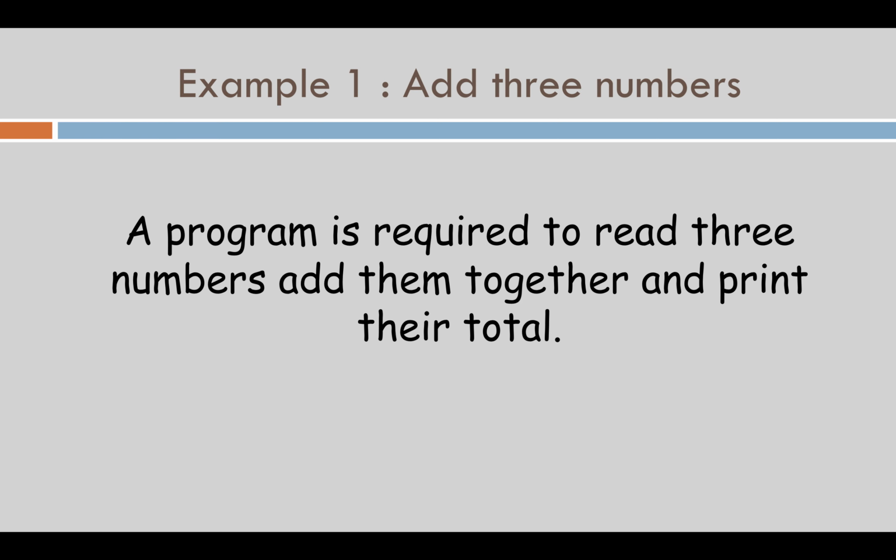For example, we have a problem, add 3 numbers. A program is required. We'll start with the most simple problem, adding 3 numbers. A program is required to read 3 numbers, then add them together and print the output. So you have to read numbers, add them and print the output. If you carefully analyze, you can see you have the input, you have a process and you have the output. So input, process, output plays an important role in problem solving.